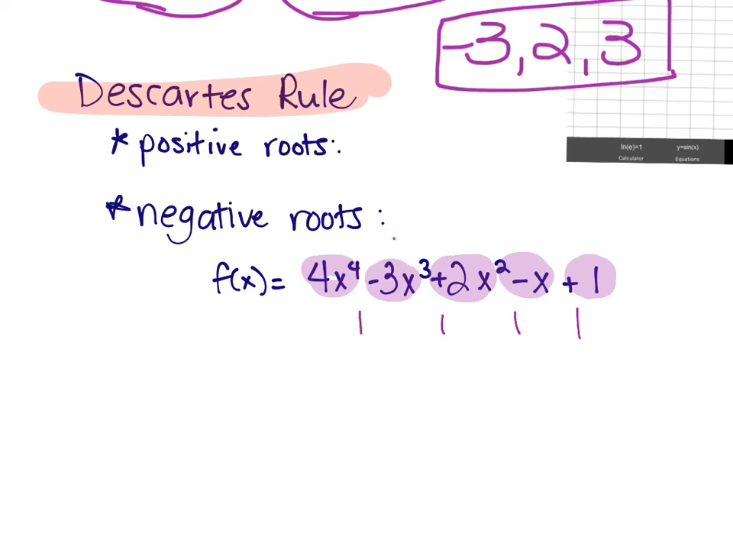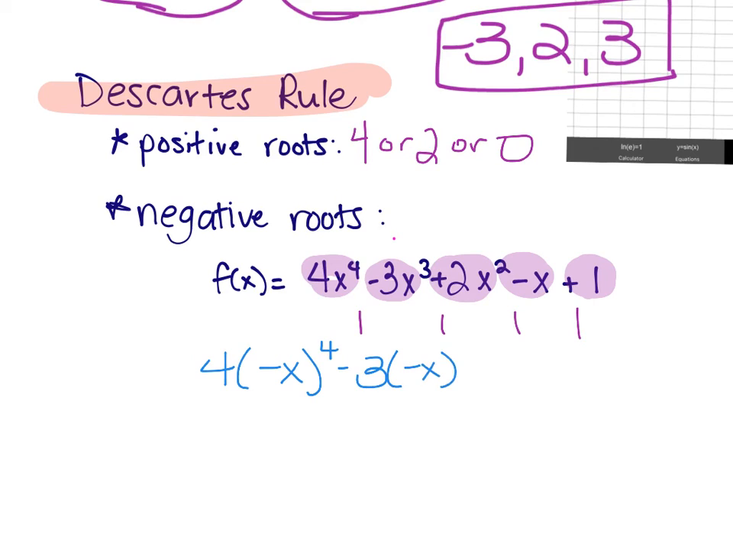So for the positive roots, it would be 4 or any other multiple of 2 below that. So I'm going to subtract 2 from that, which means it's 4 or 2 or 0. The reason we do that is to account for the possibility of imaginary roots. For negative roots, the first thing you're going to do is plug in a negative x in place of all the x's, and then simplify.